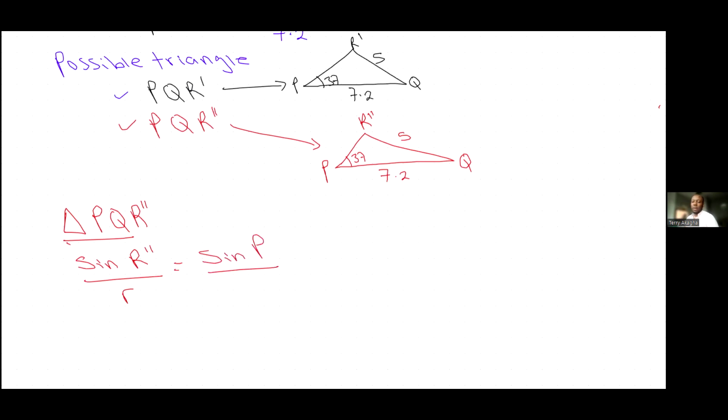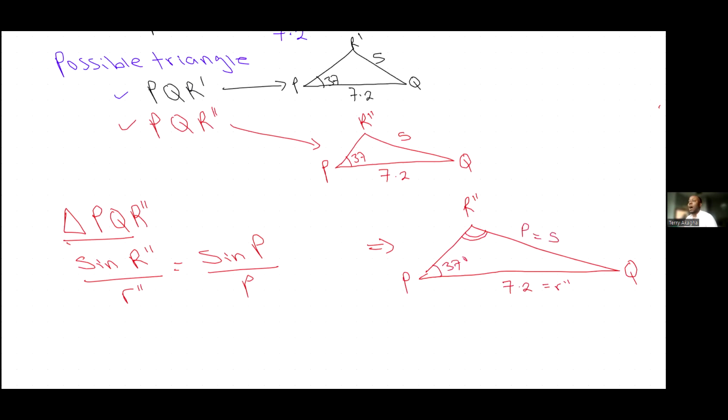Are you seeing it? We are looking for R double prime, so this is the triangle we're looking at. We have R here, we have P, and we have Q. Here is 7.2, which is equal to the small r double prime, and we're looking for this angle here. Then P, we'll have it to be 37 degrees, and this side P was 5.